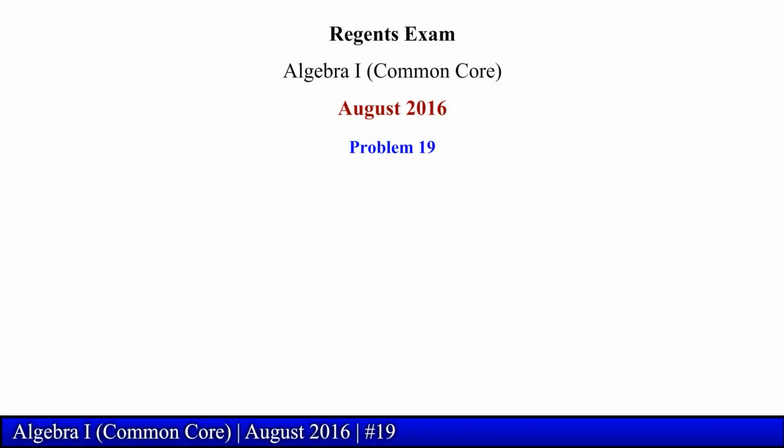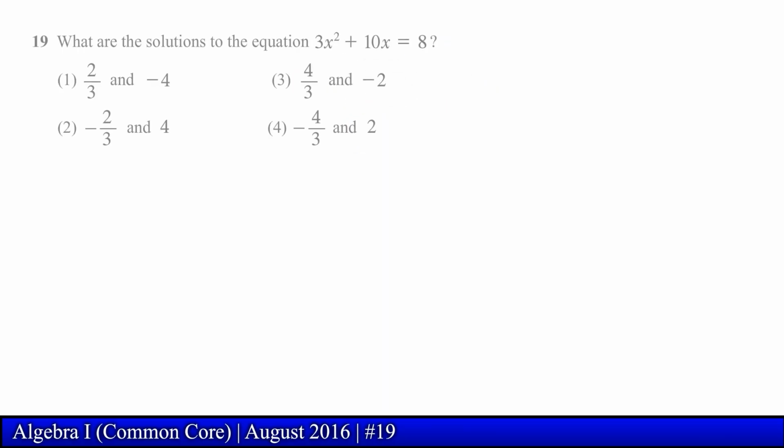Regents Exam, Algebra I, August 2016, problem number 19. What are the solutions to the equation 3x squared plus 10x equals 8? In this problem, we are asked to determine the solutions of the quadratic equation. We can find the solutions in a couple of ways.